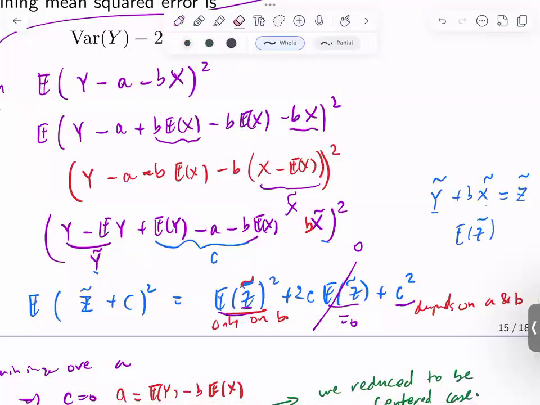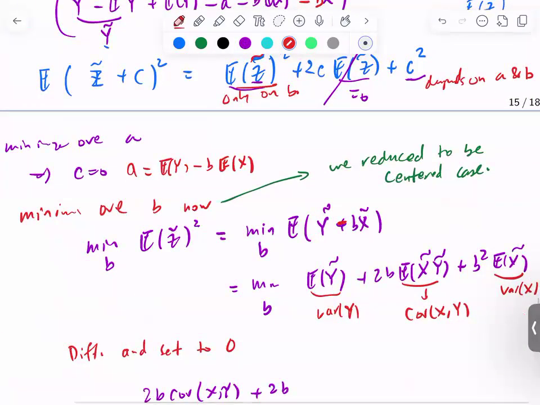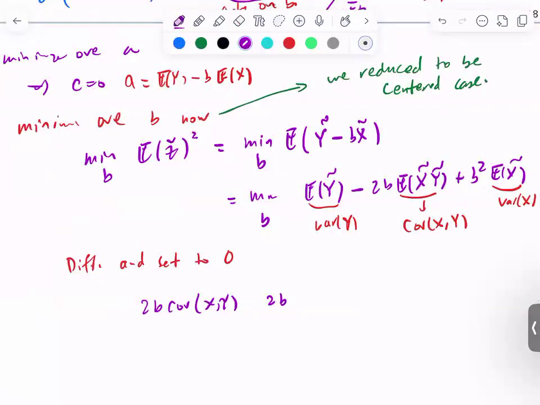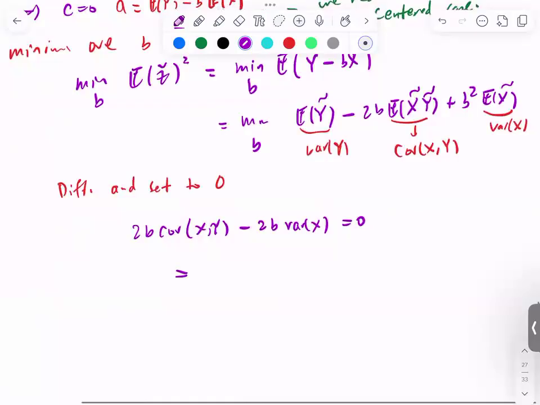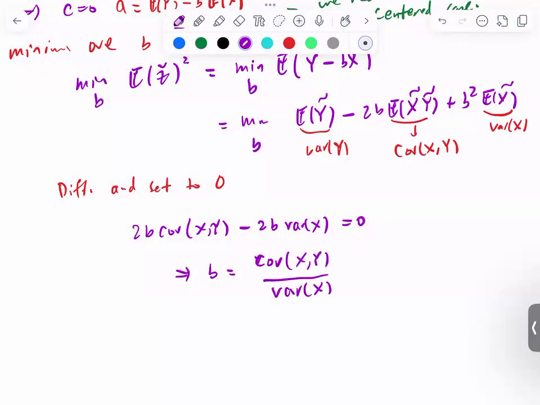Okay. You can see there's a mistake here, so there's a minus sign. So this should be defined as minus. This should really be minus. So then I get minus here, 2B variance of X. So set equal to 0, this implies that the optimal B has to be cov XY divided by the variance of X.